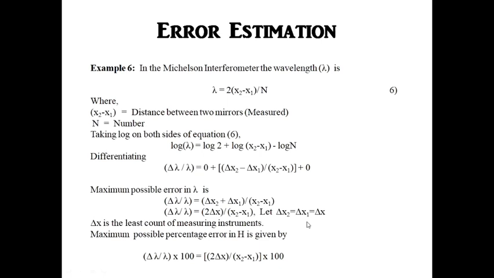And similarly for the microscopic interferometer, take the log and derivative. Here you will see that delta x1 and x2 are measured by the same instrument, so you will take out delta x, because the least count of the instrument is the same in both cases. Here you will take like that, and this is the percentage error in lambda.